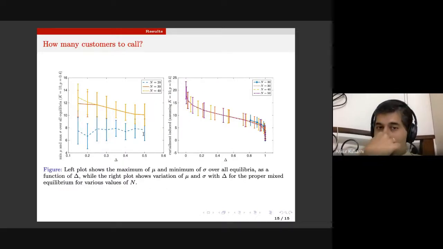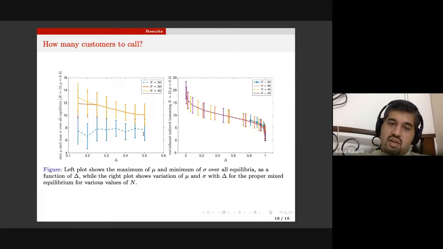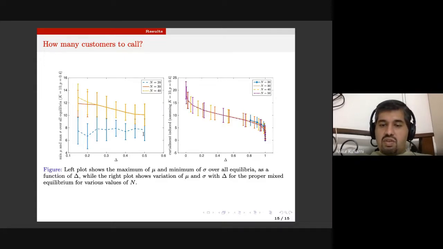How many consumers to call is also something that we can decide by looking at this. By changing the amount of incentives, if you need 10 people to respond, how many should you be calling? You should be calling 20, 30, 40, 50, etc. So you can plot these kinds of curves as a function of the incentive.